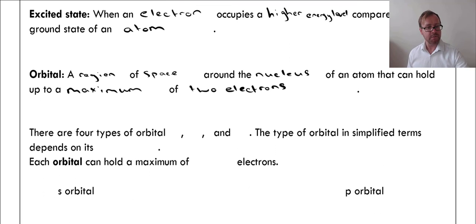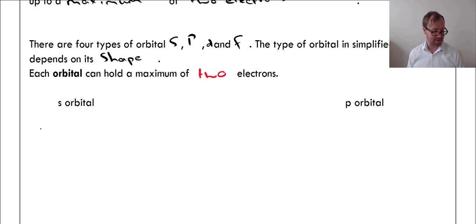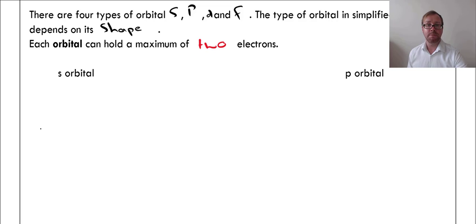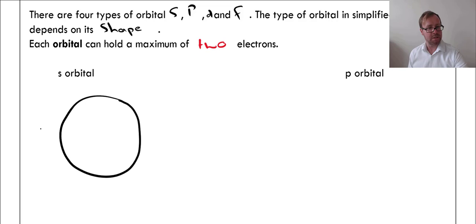Okay, so there are 4 types of orbital. So we have S, we have P, we have D, and we have F. And the type of orbital in simplified terms depends on its shape. Each orbital can hold a maximum of, and I'm going to do it in pen, red pen, 2 electrons. Okay, S orbital, so you need to be able to draw the shape. An S orbital looks like this. It's a sphere.